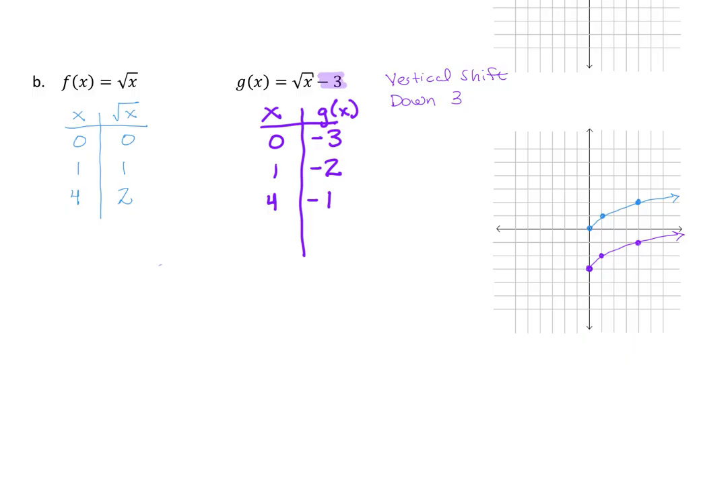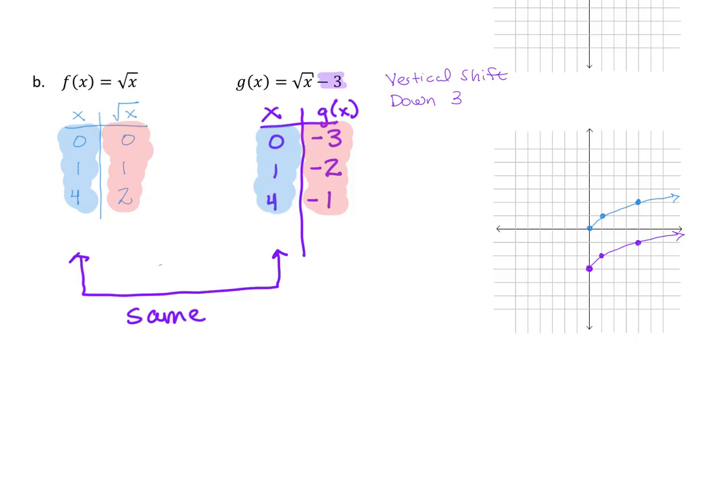All right, so when we look at these, my x values are the exact same in both tables. And when we look at our y values, we are subtracting 3 each time. So x's stay the same, and my y values, we subtract 3.